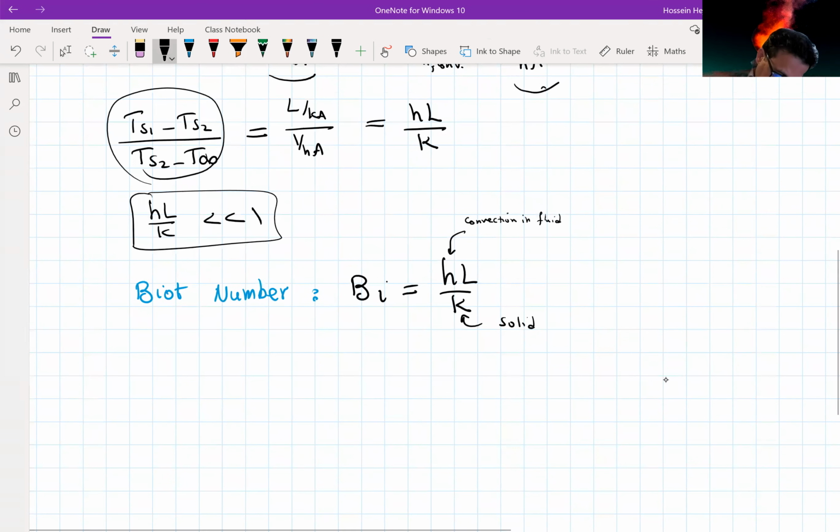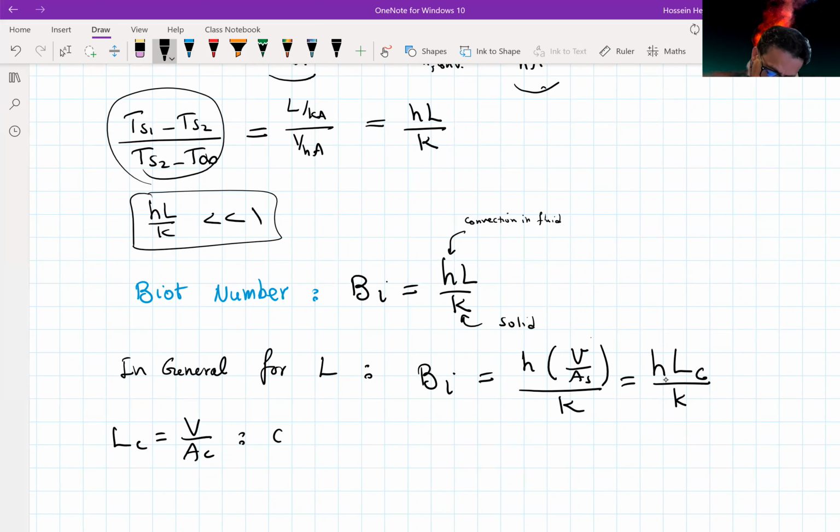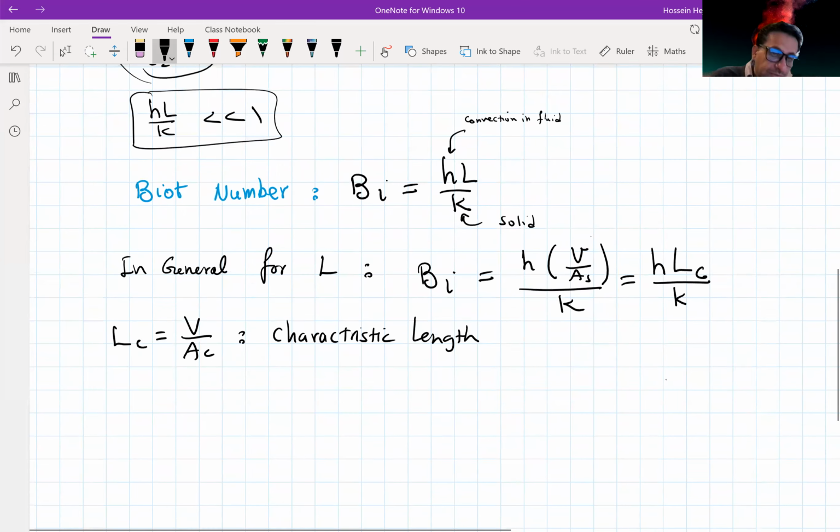So in general, for L, we write Bi as H times V over As, the volume of solid divided by the surface area of the solid, divided by K, or we write it based on a parameter called Lc. And Lc is what we call V over As. That's what we call the characteristic length, the ratio of the volume of the solid divided by the surface area of the solid.